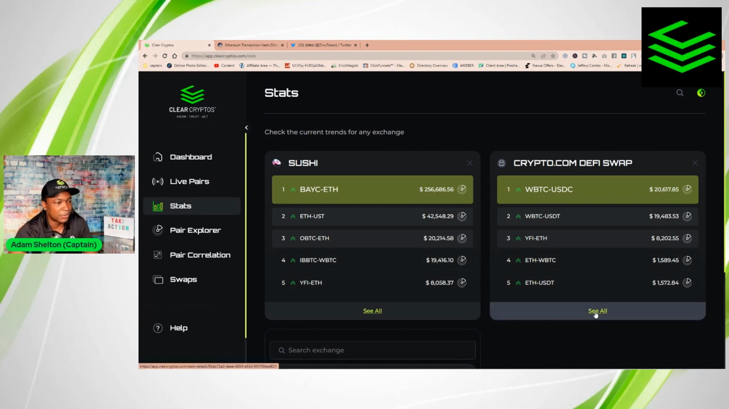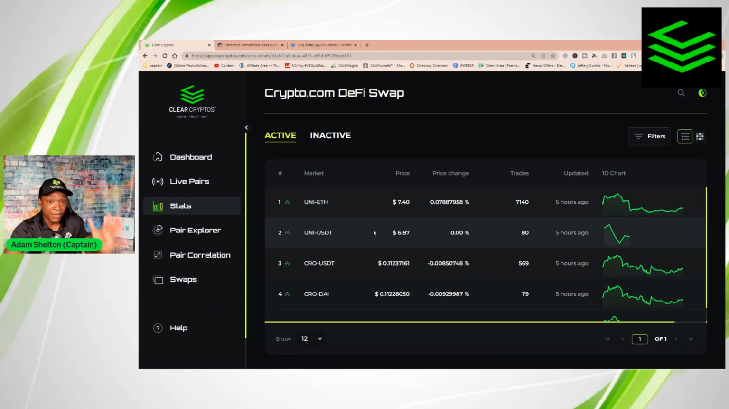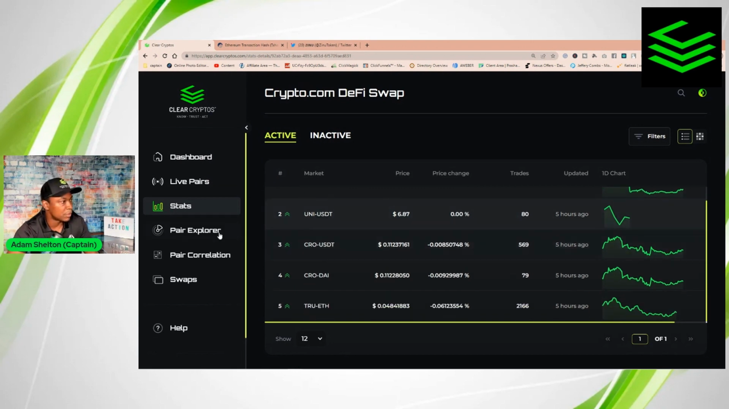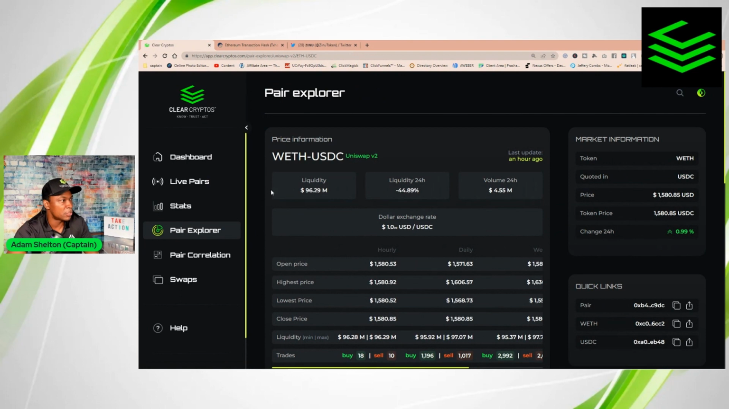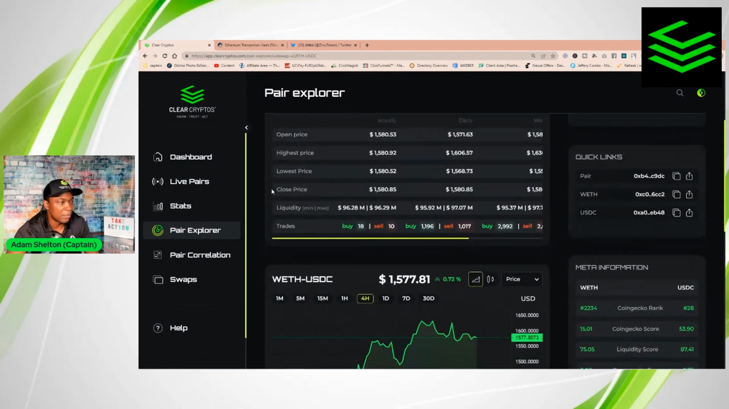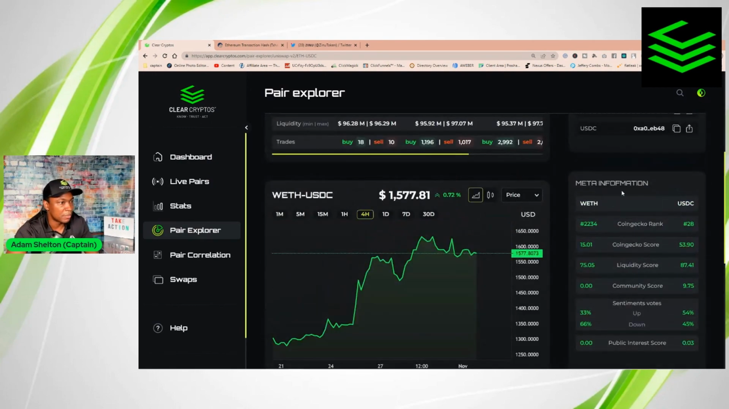All I have to do is click on see all, and it's going to bring up everything that's active and inactive in that specific swap, which is really, really good. Pair Explorer is going to give me more data as well. So Wrapped Ethereum USDC, remember that's one of the hottest, biggest gainers so far. It's just giving me more data. And we kind of went over this a little bit earlier.